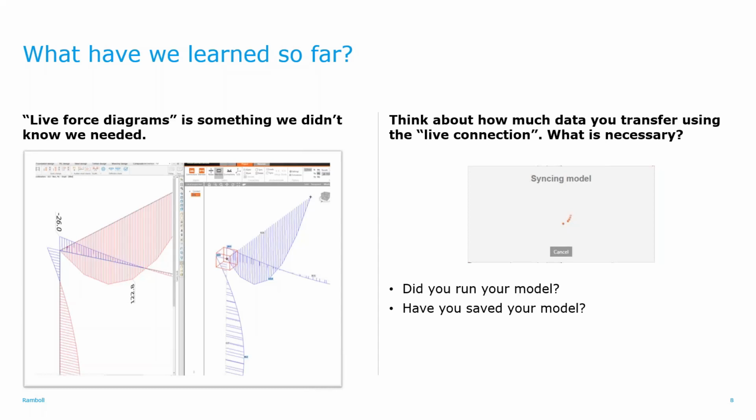And in the other picture over here, I put in the syncing model symbol that you also quickly saw. It's to highlight how important it is that you consider what data you transfer, how much data you transfer between the two. Otherwise, you end up with this syncing model for a long time.